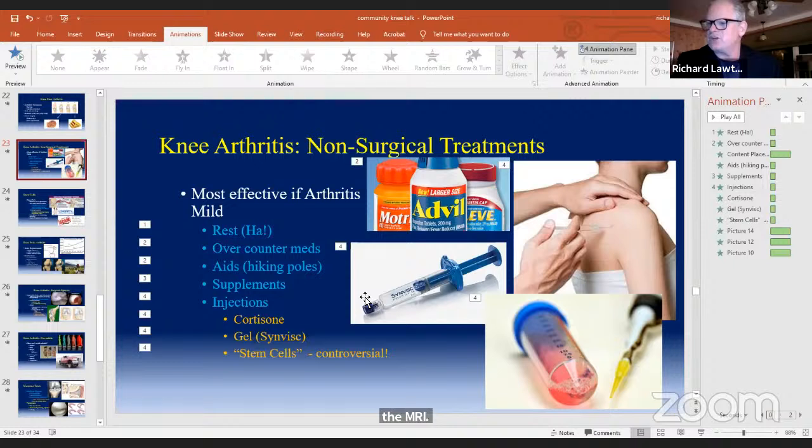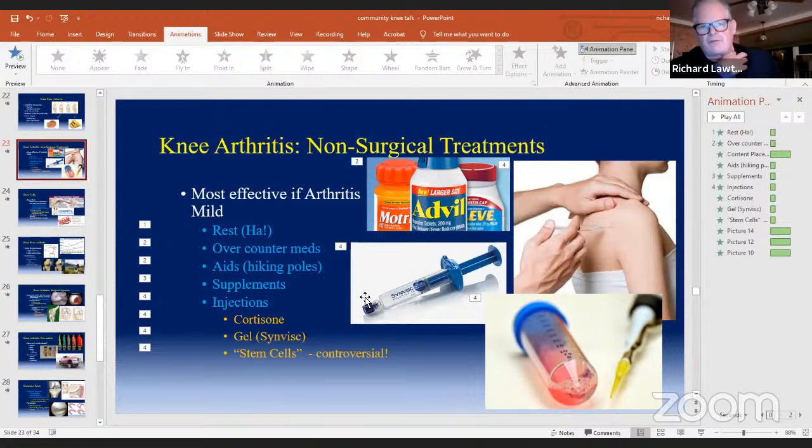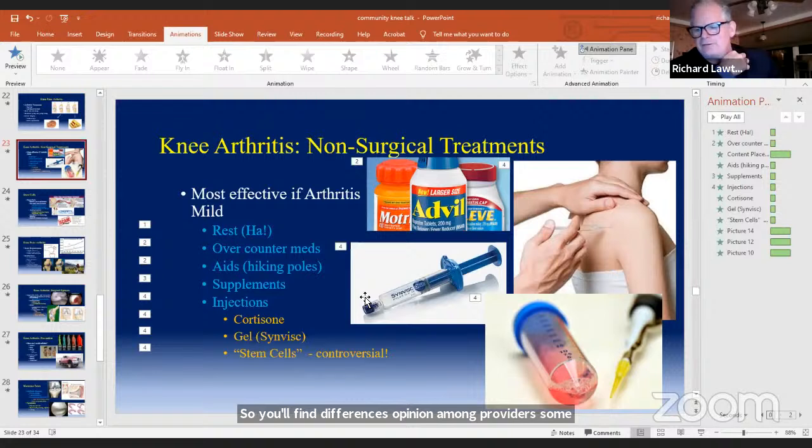I'm not a fan of injecting bursitis in the front of the knee with cortisone. I was just talking to my dad about this a couple of weeks ago. He used to sort of do it with impunity, which made me cringe. So you'll find differences of opinion among providers. Some doctors think it's okay to inject cortisone in that. I do not. So anyway.